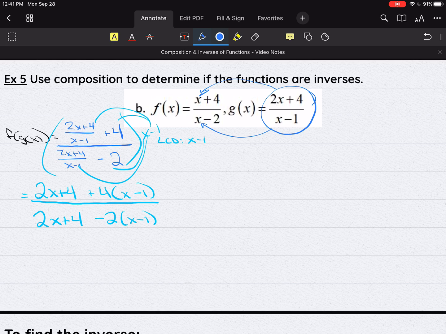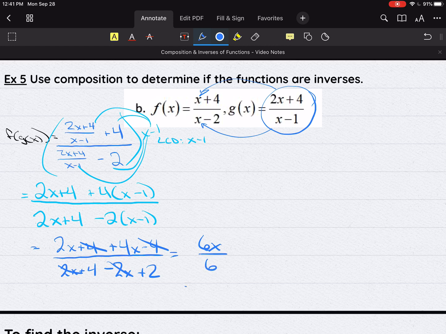Distribute on top and bottom. 2x plus 4 plus 4x minus 4. 2x plus 4 minus 2x plus 2. Combine your like terms. So I would have 6x, the 4's would cancel. 2x and the negative 2x would cancel. So that would leave me with x. So again, I'm halfway there.